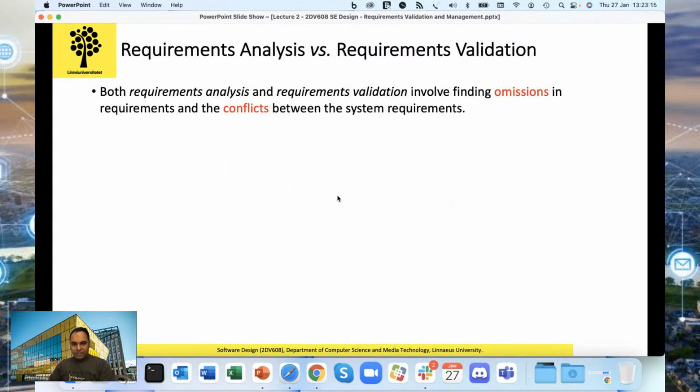There was a question that I raised in the beginning. What is the difference between requirements analysis and requirements validation? Both of them identify problems in the requirements or in the requirements statements. What do you think would be the major difference between them? Any clue or any thoughts from your side?